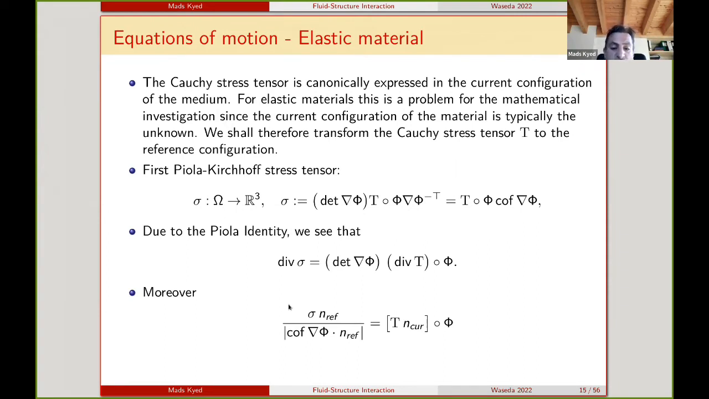Often we want to know the connection between the virtual or surface stress in the reference configuration, given by the Piola-Kirchhoff stress tensor sigma times n ref, and the normal stress in the current configuration, which is also the physical normal stress, the Cauchy stress tensor times n cur. Here you see the relationship, and this is just plugging in the formula you saw before for the relation between n ref and n cur. So then we get this connection here.